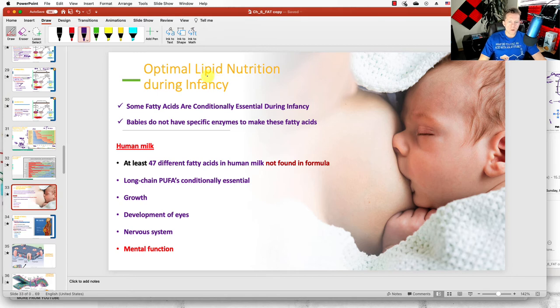All right, so optimal lipid nutrition during infancy. Some fatty acids are conditionally essential during infancy. Remember, we talked about conditionally essential molecules like proteins or fatty acids. Why are they conditionally essential? Because when there's a condition during infancy at the growth stage, those particular molecules are important. And if the condition is gone, they're not as important because your body is either able to make certain molecules that it was not able to make before, or your body already used them up and made a certain tissue, and you grew out of that and do not need them anymore, right? Or that tissue is already built, you're already at a certain developed stage.